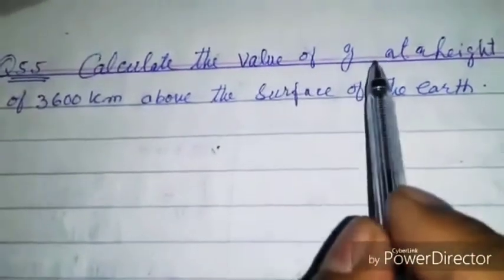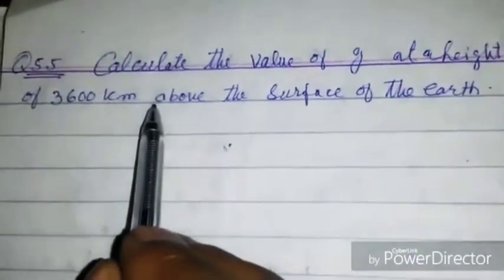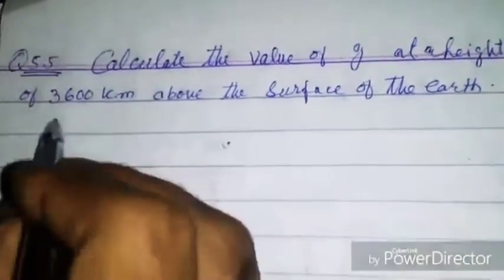We are going to solve numerical problem 5.5 from 9th class. Calculate the value of g at a height of 3600 km above the surface of the earth.